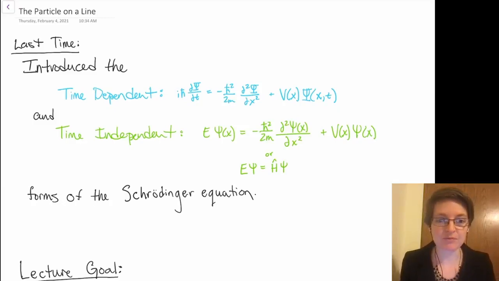So if you remember from last time, at the very end of the lecture we finally introduced both the time-dependent and time-independent forms of the Schrödinger equation. And where we didn't really get to last time was talking about the so what of this equation. How do we interact with this equation in practice, and what makes it so useful? And so that is going to be our goal for both this lecture and the following two lectures.